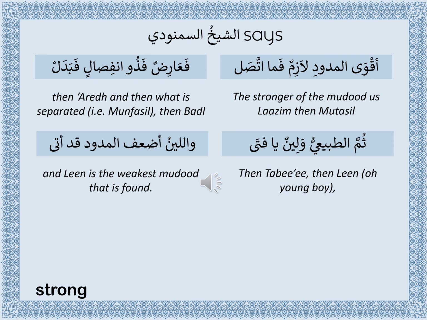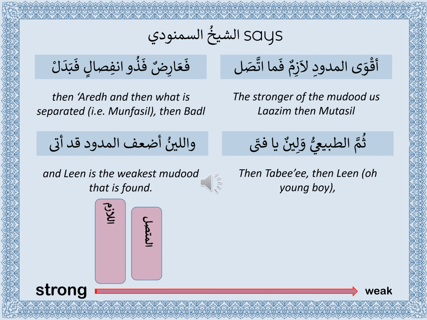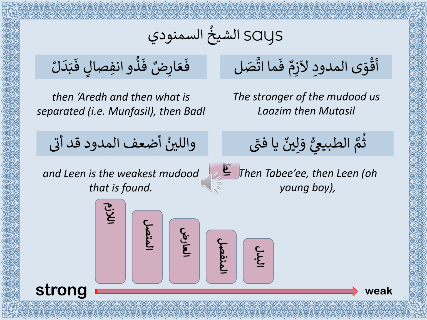So the Mudood according to their strength are Lazim, Muttasil, Arid, Munfasil, Badal, Tabi'i, Leen. And in the following practical examples, we will classify the mad according to the strength.